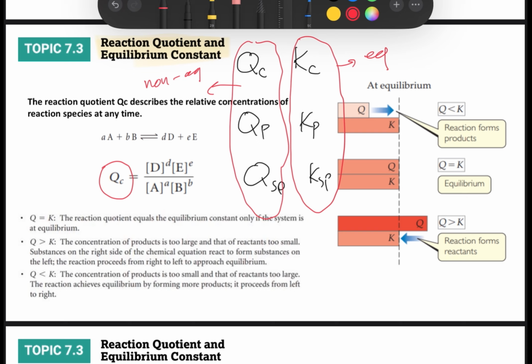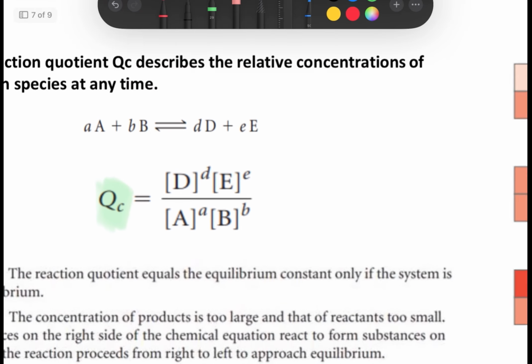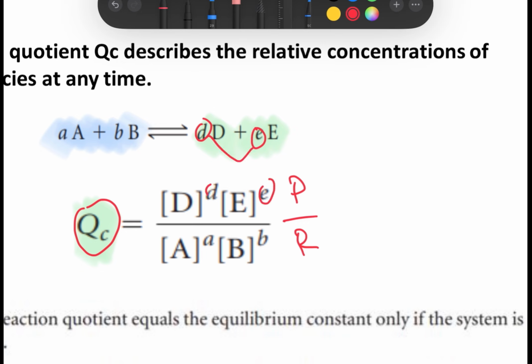So how can I calculate them? What is the purpose of calculating the Qc and Kc? The first thing to keep in mind is that Qc has the same expression as Kc. In this equation, we have some products and some reactants. To calculate Qc, you put the products over reactants, and don't forget the coefficients represent their powers. We put them in square brackets. It's almost the same thing as Kc, but it's done at non-equilibrium.